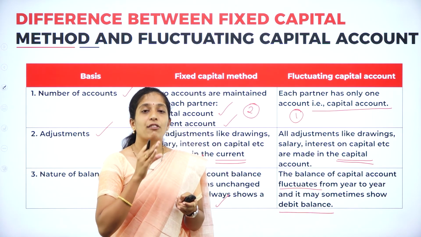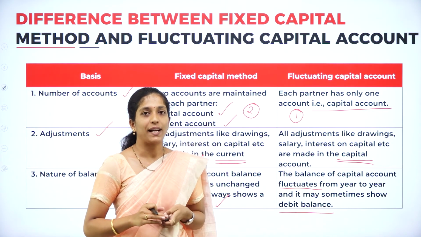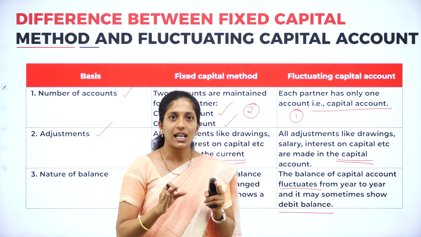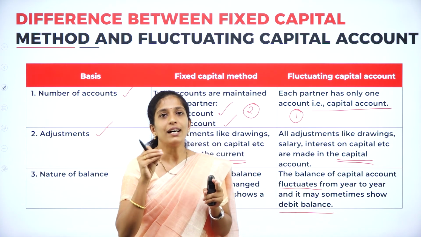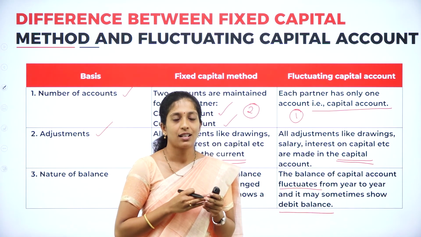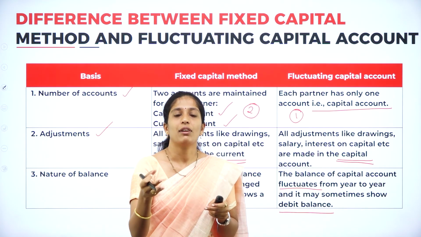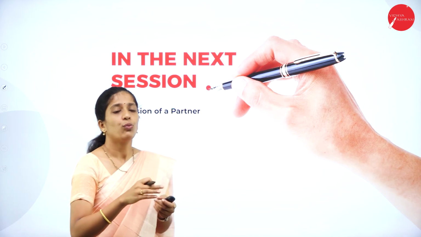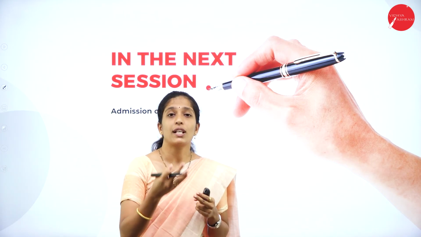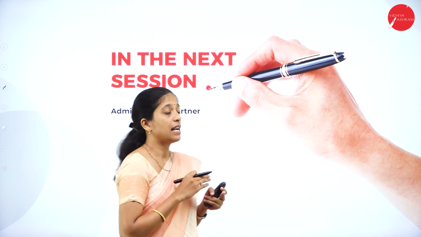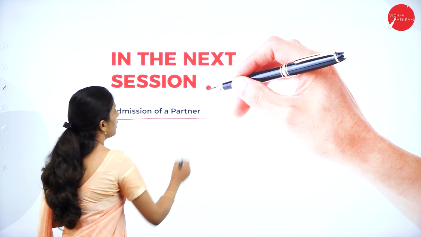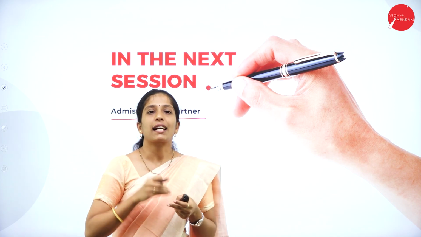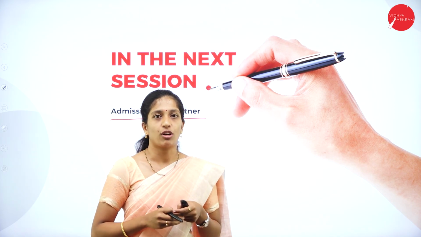So these are certain differences between fixed capital method and fluctuating capital method. Hope you have understood both the methods. It is very easy. Only thing is that you should know the format of the two methods. There we prepare two accounts. Here we will prepare only one account. In my next session, we shall continue with the next concept of this chapter, that is admission of a partner. So we shall discuss in detail what is admission of a partner and how the accounts have to be prepared during admission of a partner.